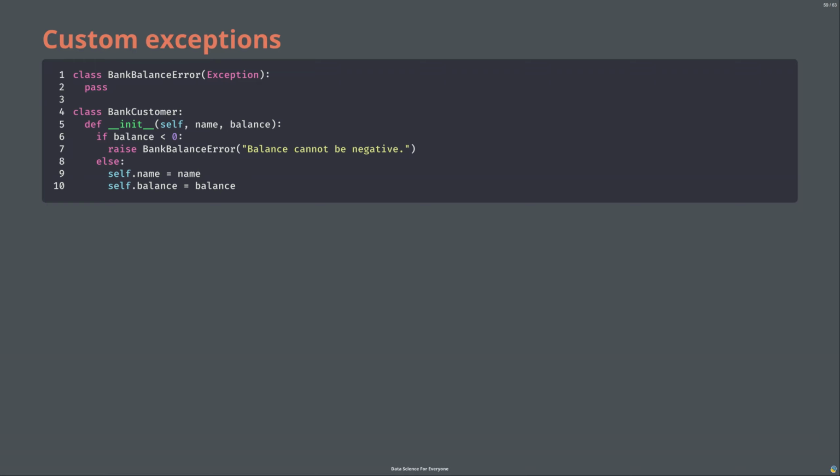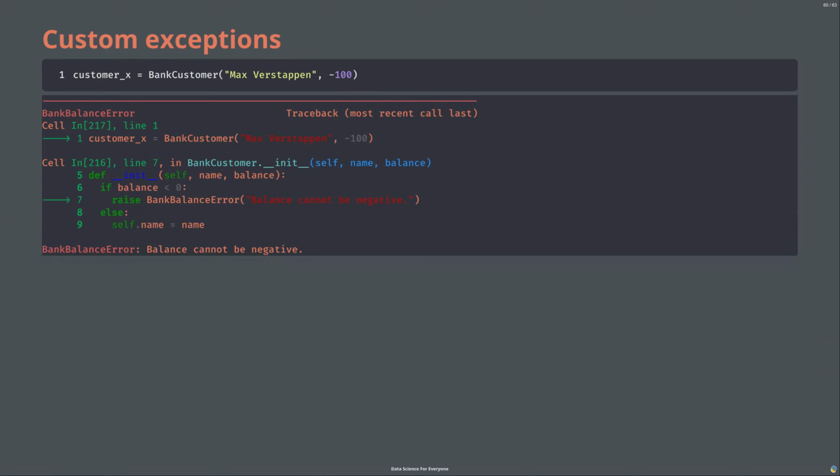The class doesn't need to have any extra code, just inheriting from Exception is enough for Python to recognize it as an exception. For example, you could define a class called BankBalanceError that inherits from Exception. Then, inside the customer class, you can raise this BankBalanceError if someone tries to create a customer with a negative balance.